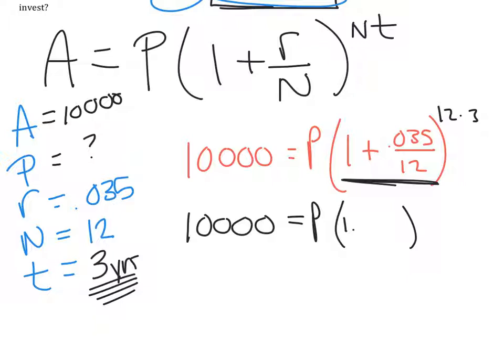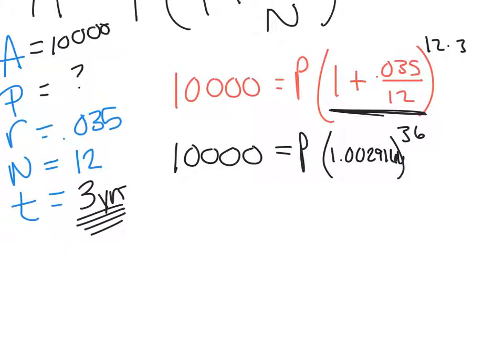I've got 1.0029166. Now do not round. Write out the long annoying decimal or store it. You cannot round unless it is a final answer. Raised to the 36 there, 12 times 3. Now again, I'm going to keep cleaning up because that makes life easy.